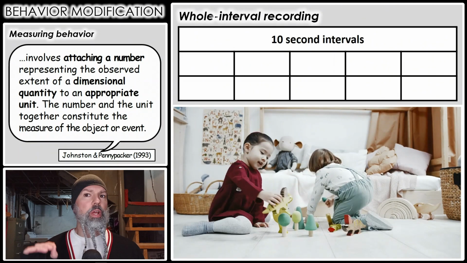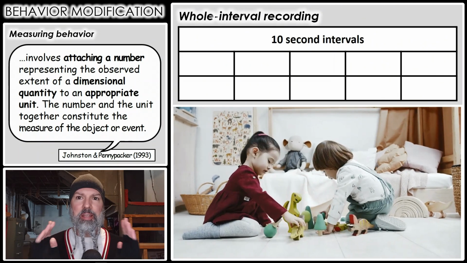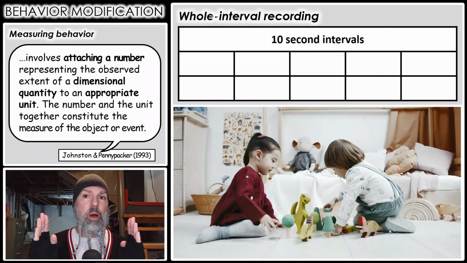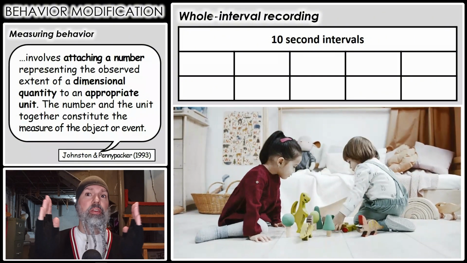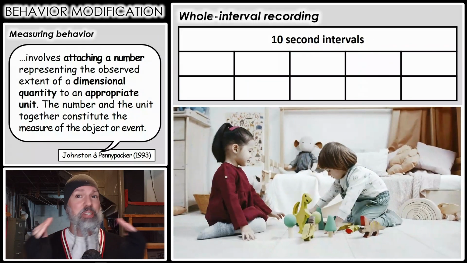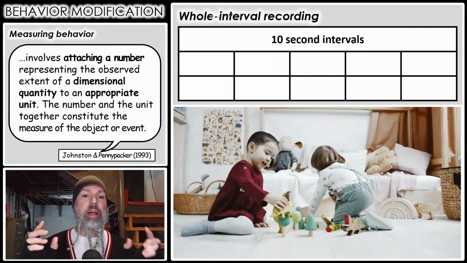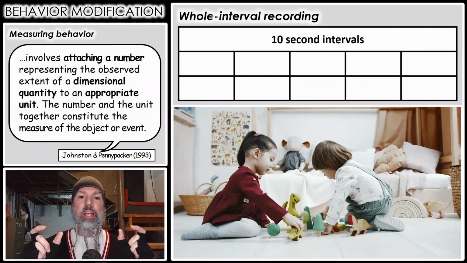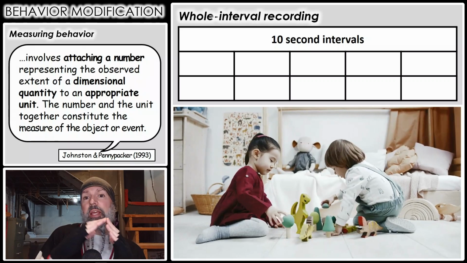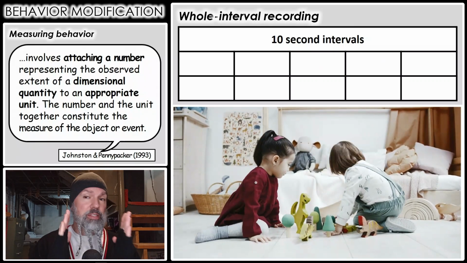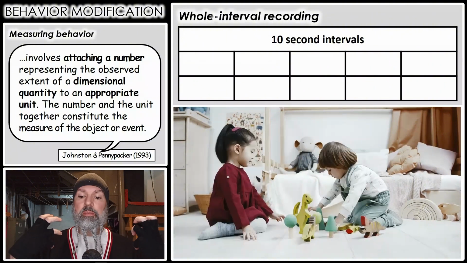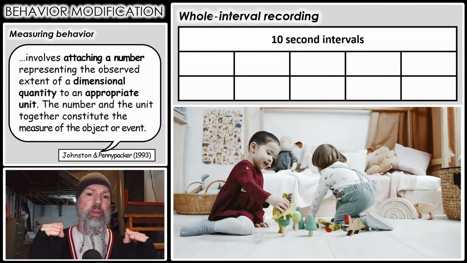Now, it's really important to understand that these 10-second intervals don't occur back to back to back to back. It's not like you're splitting up this hour into 360 10-second intervals, right? We're not doing that for the entire hour. What we do is we split it up into intervals, and those intervals might occur every 5 minutes. You might take a look at these children playing for 10 seconds every 5 minutes. So that's where that ability to pay attention for small periods of time comes into play.